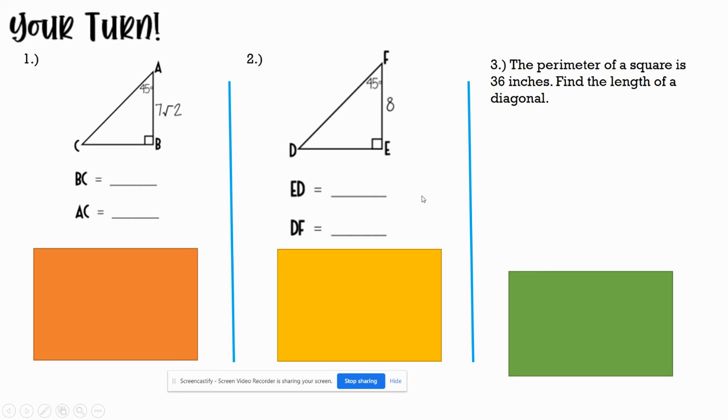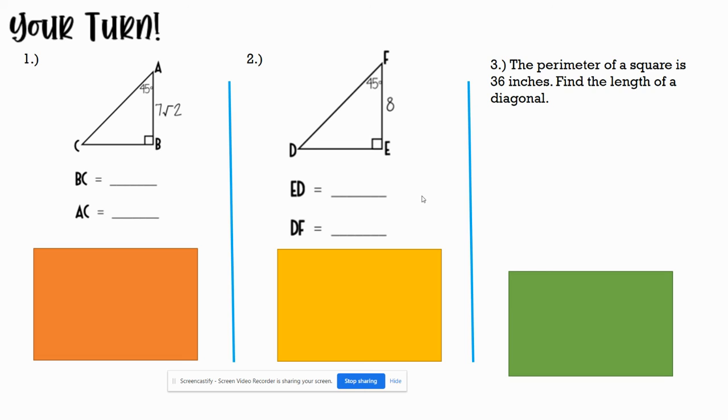All right, here are some practice problems. So why don't you pause the video right now, try these problems on your own, and then hit play and you'll hear me talking through them. I'll give you 5 seconds to pause the video.